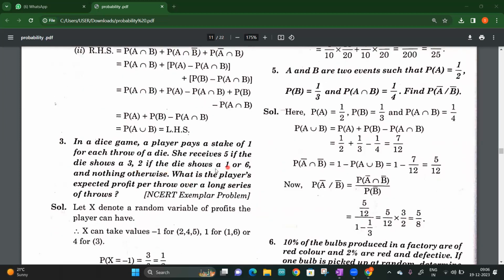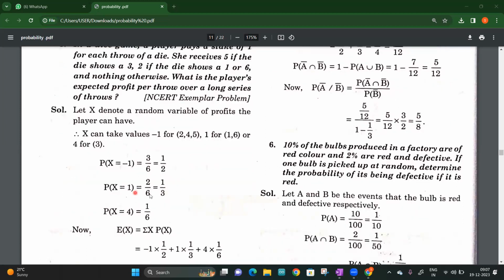Because look at this, the die shows 1 or 6. 1 or 6 means either 1 or 6. What is the probability of the die showing 1? 1 by 6. And also 6? 1 by 6. Here "or" means plus, so add it: 2 by 6, which is 1 by 3. So this is the probability of 1 by 3.